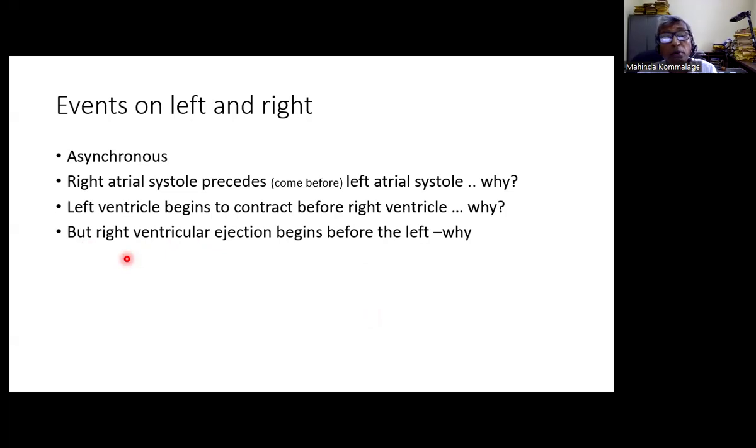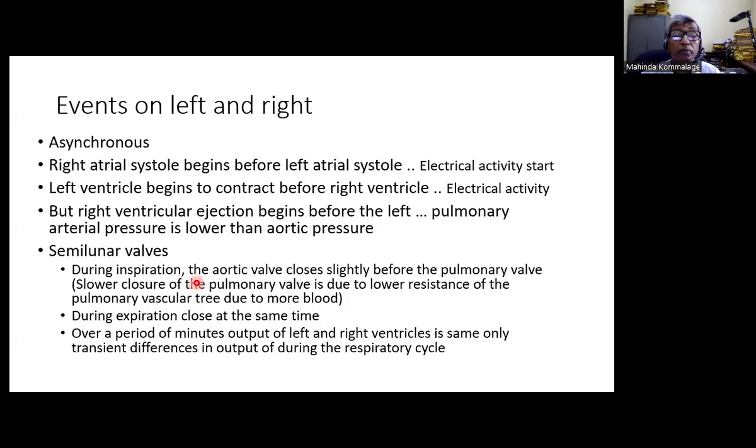Ejection means just pushing blood from the right ventricle. That means the pulmonary valve opens just before the aortic valve. Why? Yeah, that's because in the pulmonary circulation, pressure is less than in the systemic circulation. Since the pressure is low, the valve can open early on the pulmonary side, than the aortic valve on the left side that is connected to the aorta. Aortic pressure is higher than the pulmonary pressure. So here you have the answer to that.